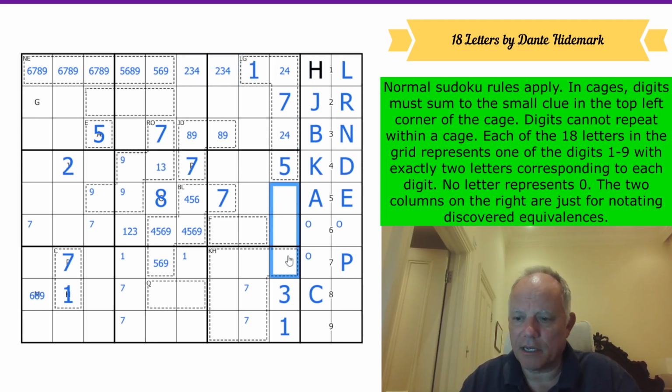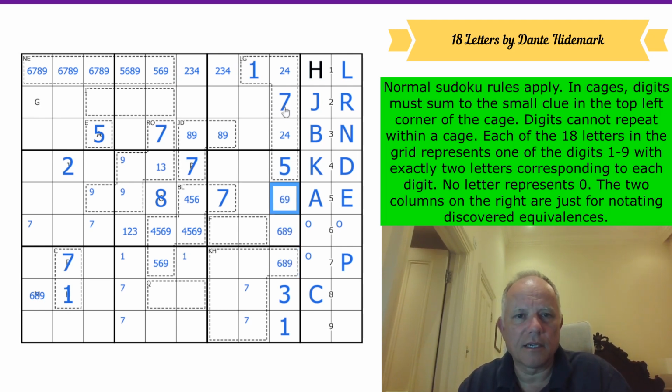So they're not. This is a 6, 8, 9 triple down the side. That's not an 8. G is a 9. We learnt that.